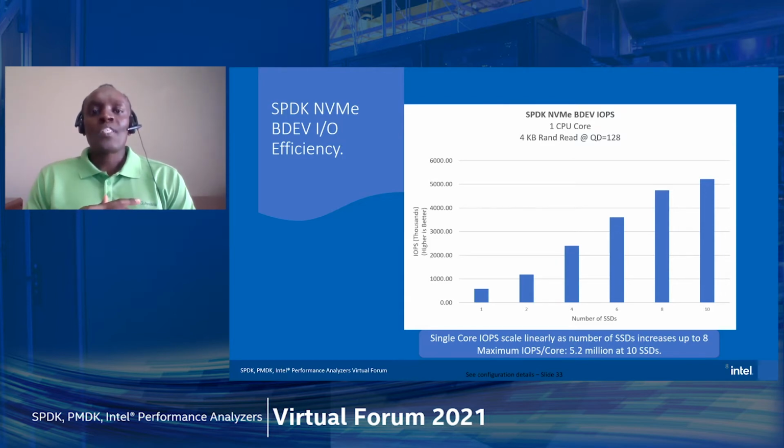We increase the number of SSDs from 1 all the way to 10. What we see is, as we increase the number of SSDs, we see linear scaling in the IOPS that we get on a single CPU core up until 8 SSDs. And then we see a peak of 5.2 million IOPS with 10 SSDs on the test system that we're using today.